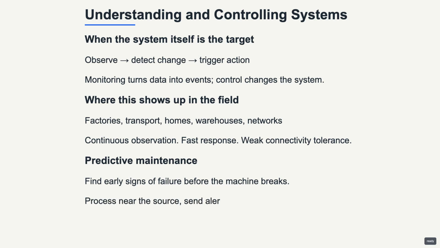A remote oil rig makes the trade-off clear. Raw data can be abundant, but bandwidth may be limited. So the better design is to analyze the stream close to the equipment, compress the result into a health summary, and raise an immediate alert when trouble is likely.